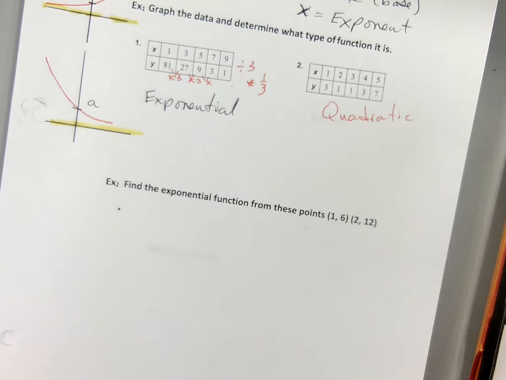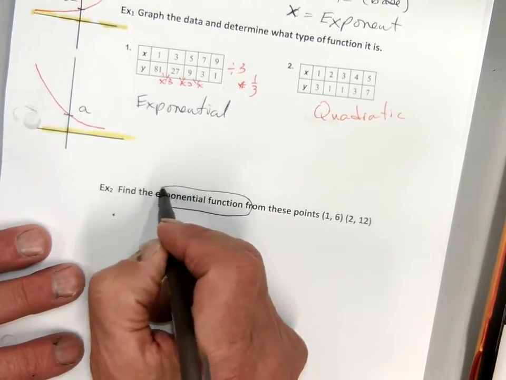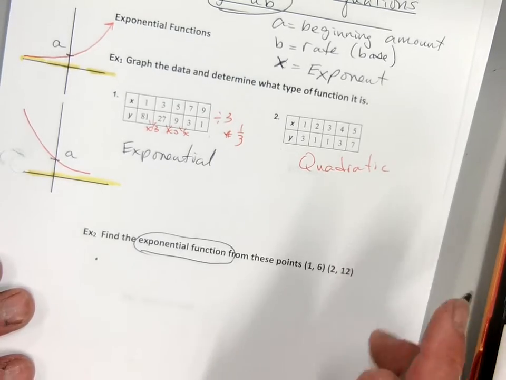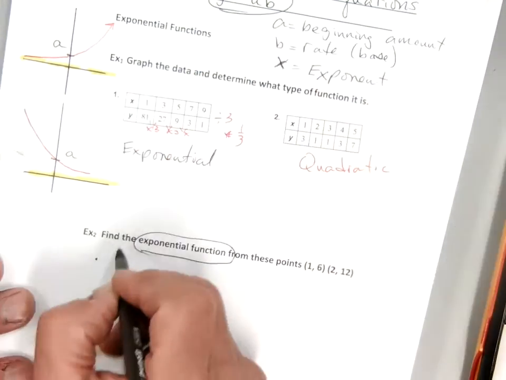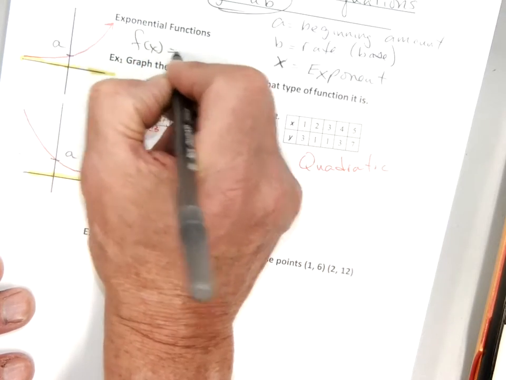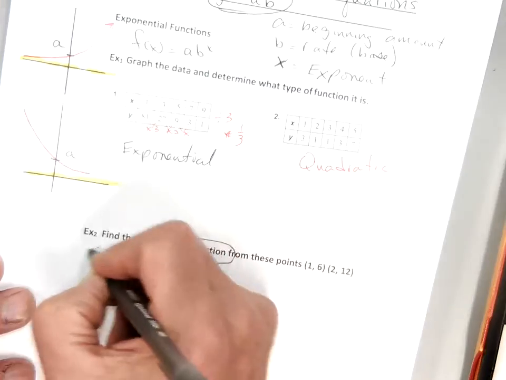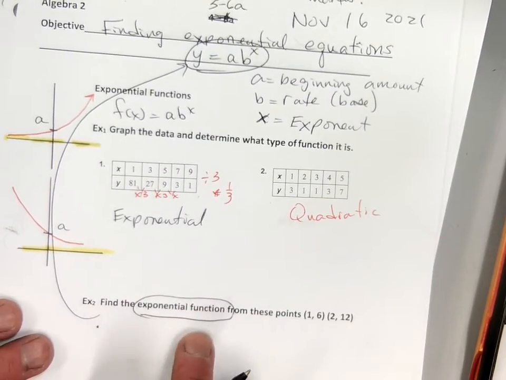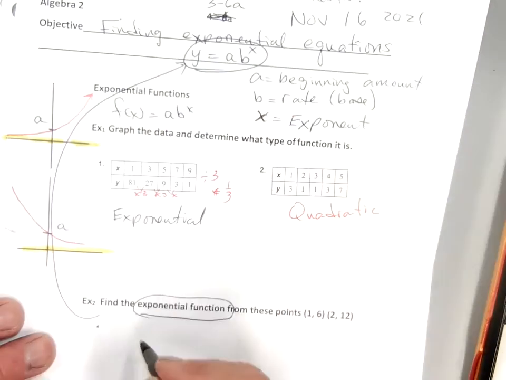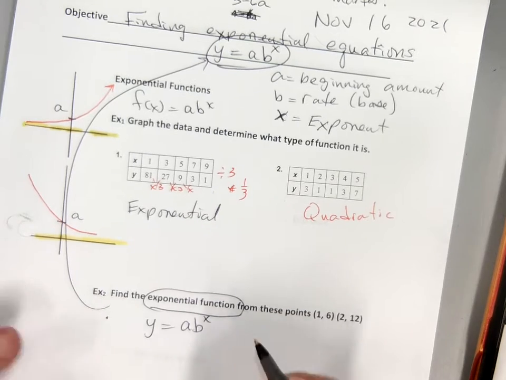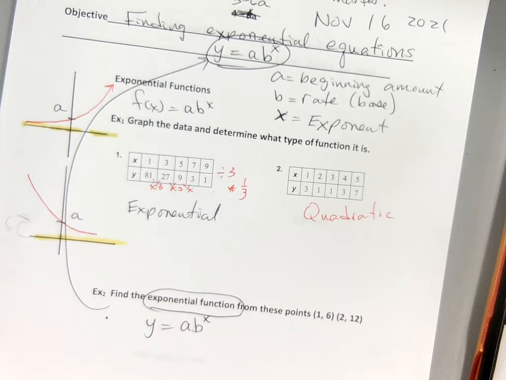Okay, so example 2 says this. Find the exponential function from these points. All right, exponential function. Well, I need y equals ab to the x, or f of x equals ab to the x, but I'm going to use my equation, y equals ab to the x. So I want an exponential function. There it is. I'm going to write that down: y equals ab to the x. I'm going to use that formula.